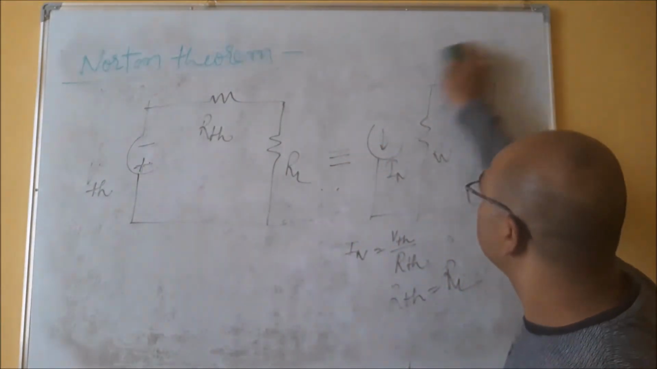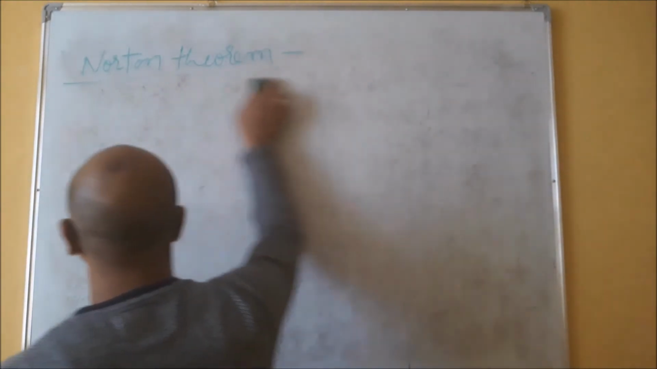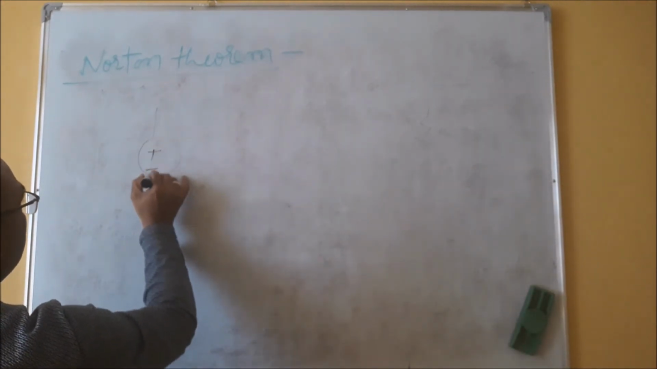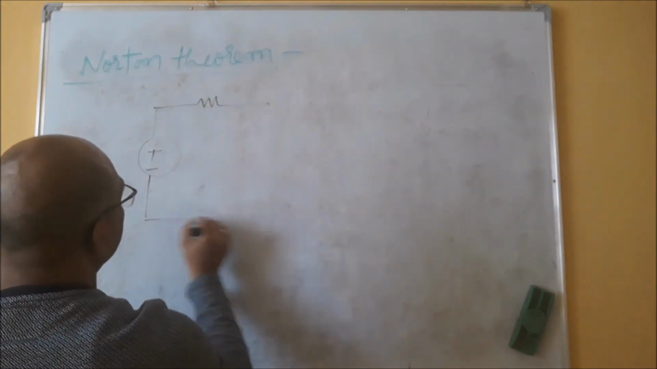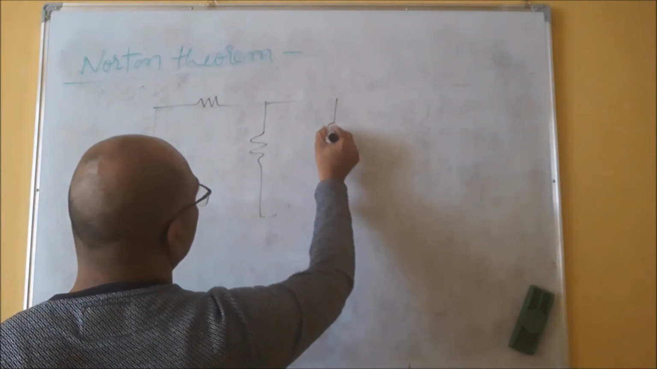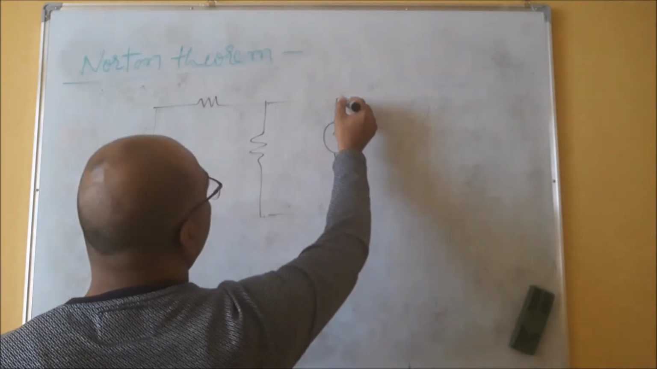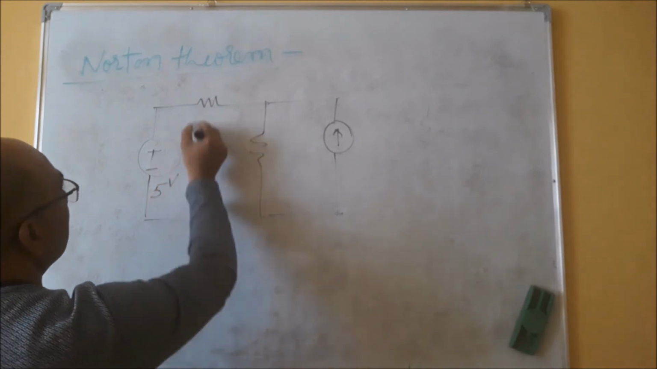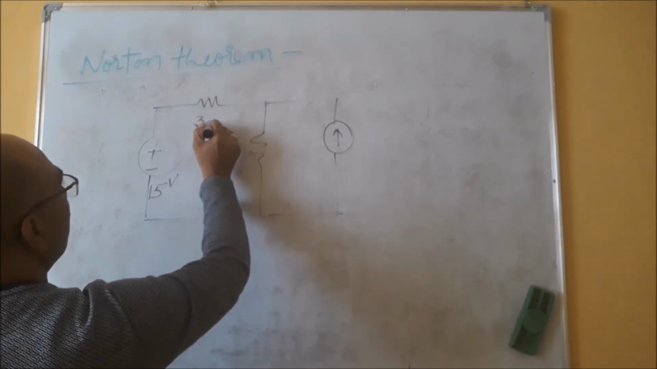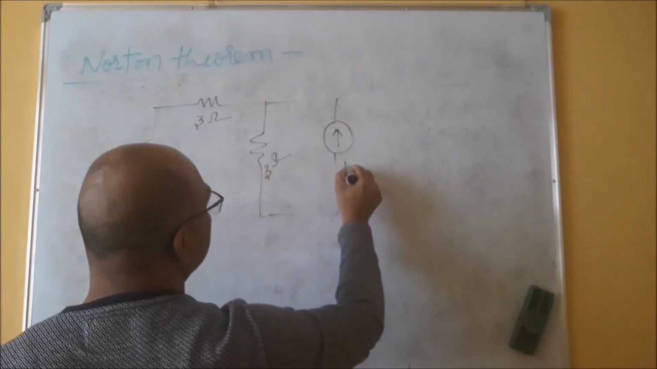So let's see one small example. Suppose in any circuit I have this circuit. Suppose this is 5 volt, this is 15 volt, this is 3 ohm. Suppose this is again 3 ohm, and this is 10 volt.